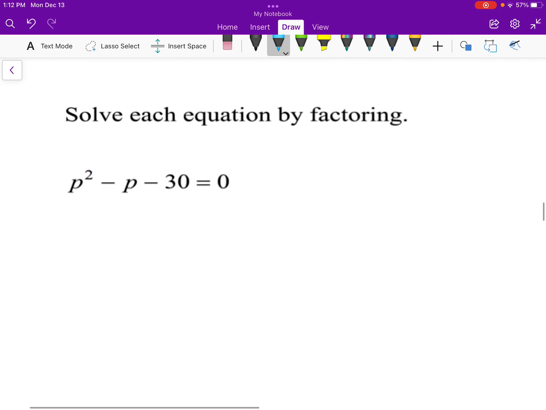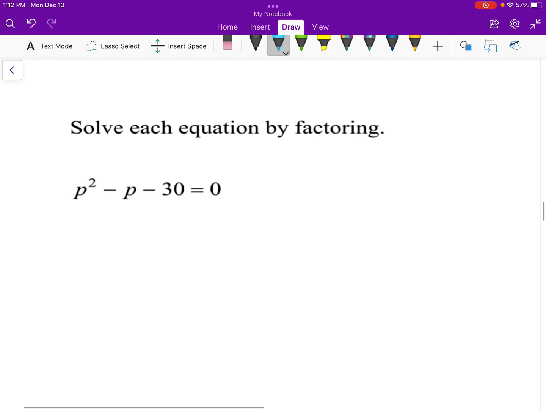Okay, let's try this one right here. So I've got p squared minus p minus 30 equals 0. So start out first, right? I need it equal to 0, which it is. It's already equal to 0. That part's done. Second step is to factor it. So let's see if we can factor this.